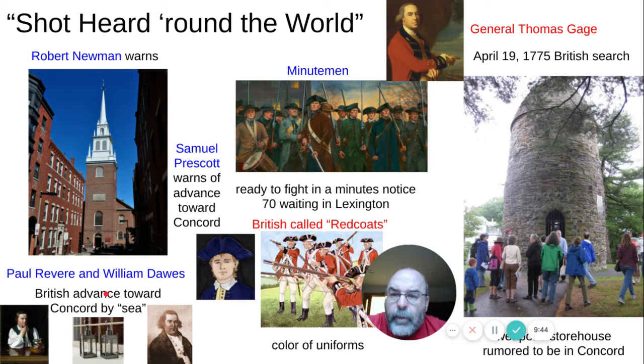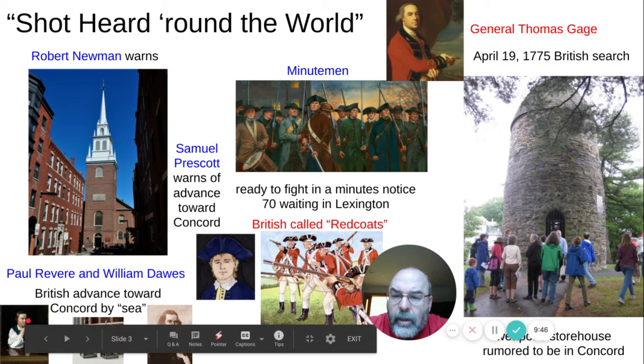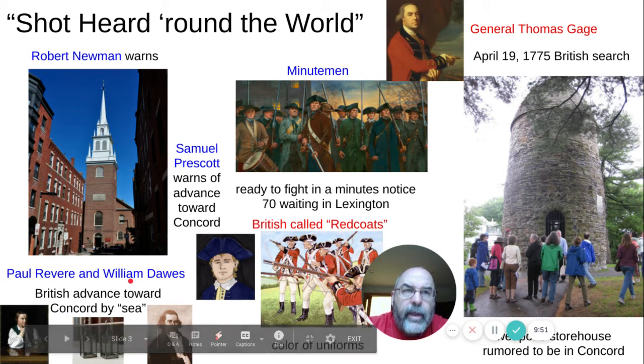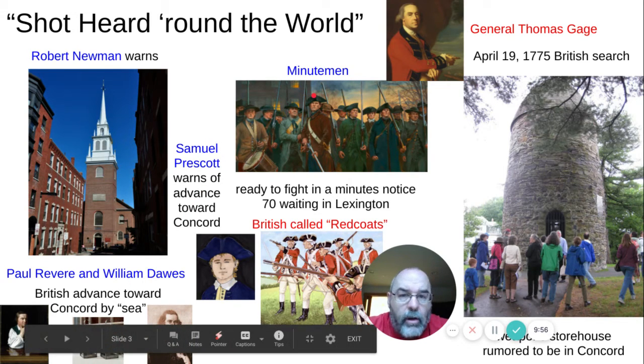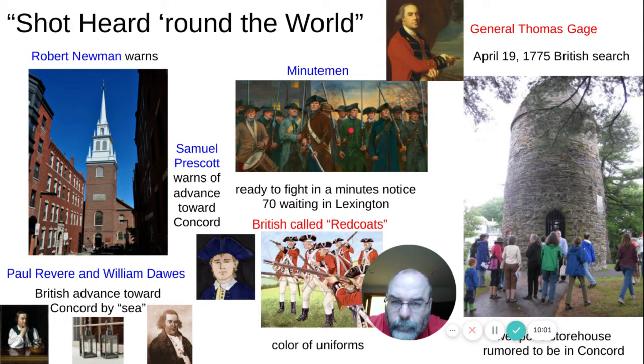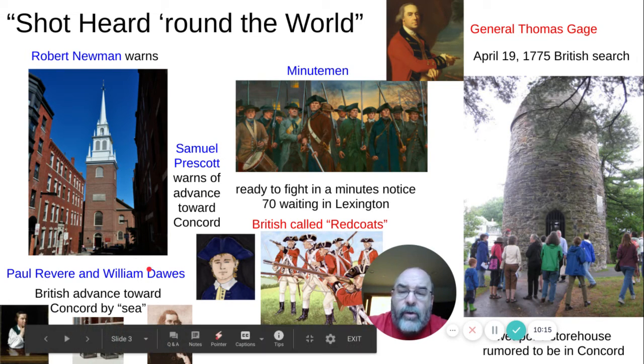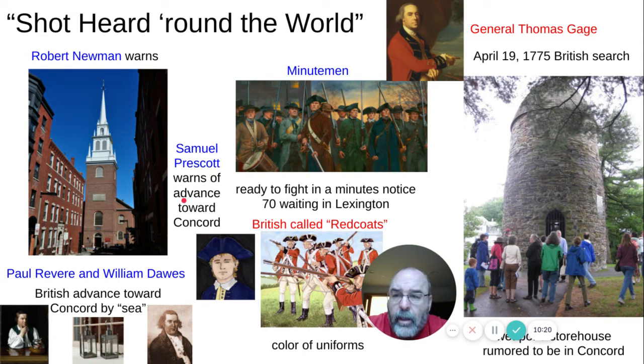And so he gets to the top, and in this steeple he's going to put 2 lanterns. That's why you're seeing the 2 lanterns here, because the British are going to march on Concord by sea. So he puts the 2 lanterns there, and Revere and Dawes start the process of the Midnight Ride, where they go out and warn the Minutemen. Minutemen are farmers, colonists who are ready to fight at a minute's notice, that the Redcoats are marching on Concord.